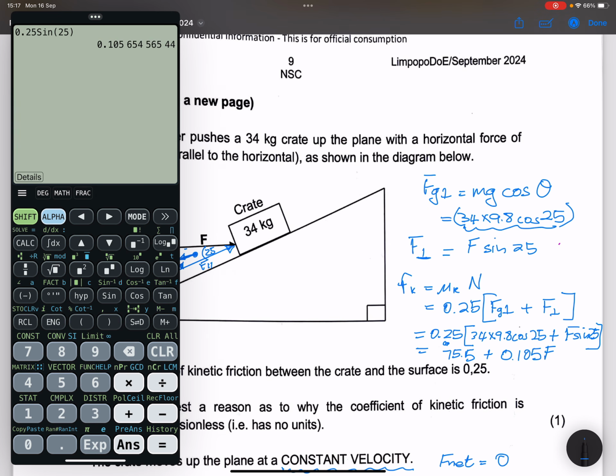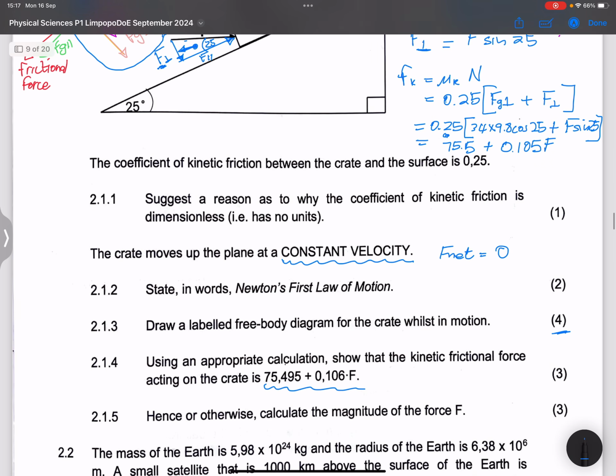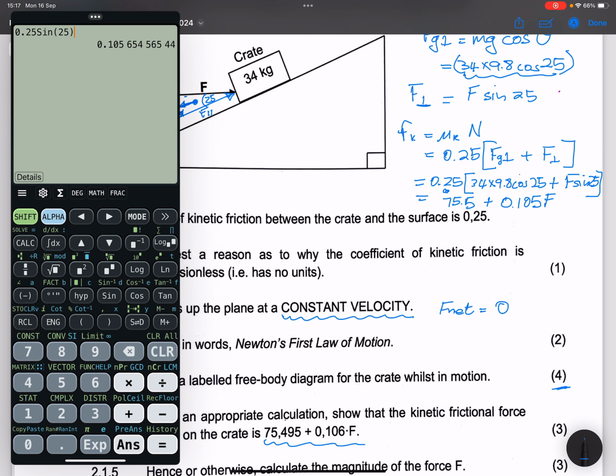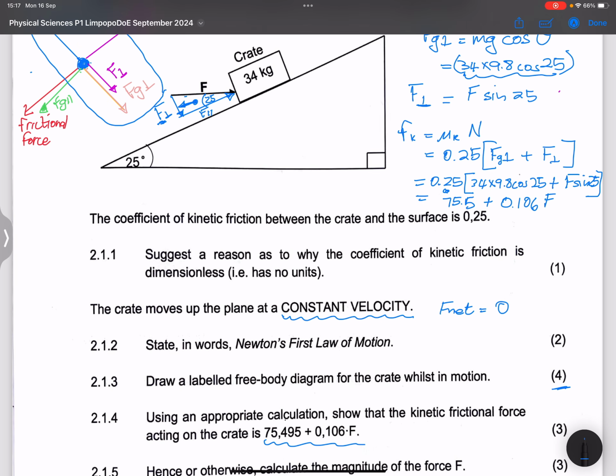Right, now ladies and gents, let's see, does this look okay? They said 106. Actually, that's correct, 106, because we are right. So if you look at this, they left it to 3 decimals. They said 75.495. Okay, so I'm going to leave it as they did, 75.495 plus 0.106 F. So this is the expression for the frictional force. I hope you got that.